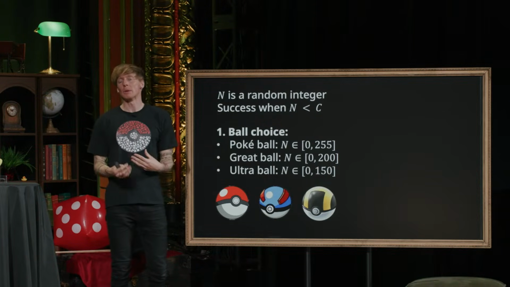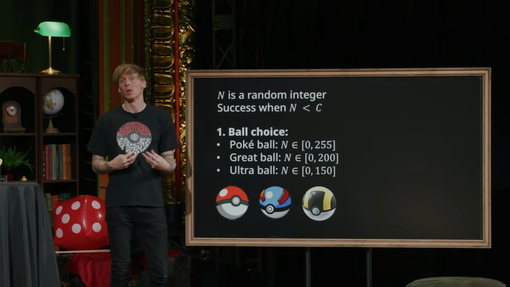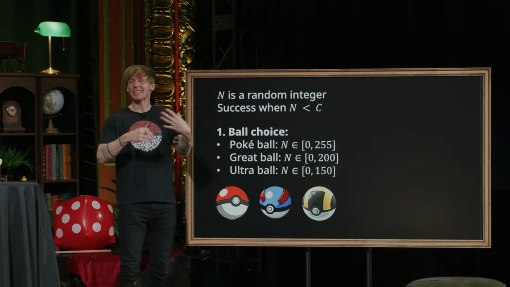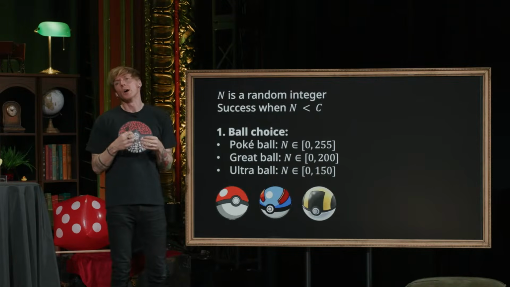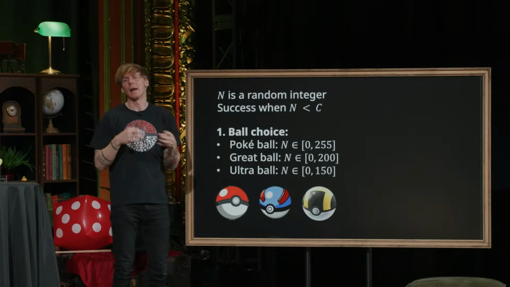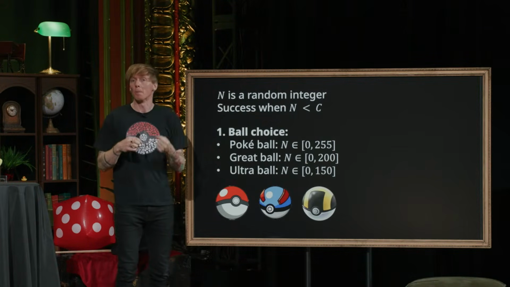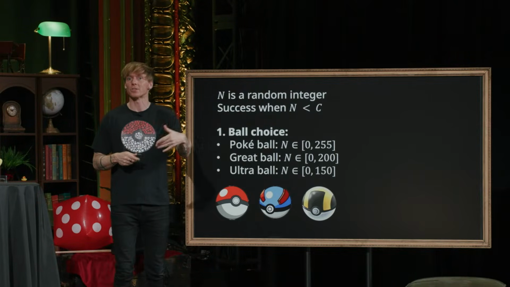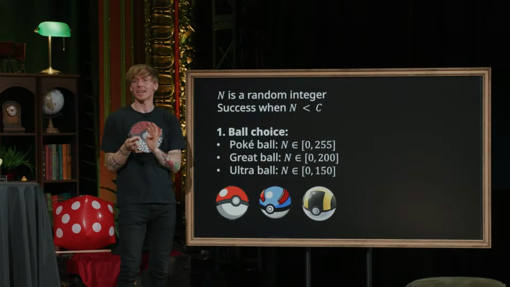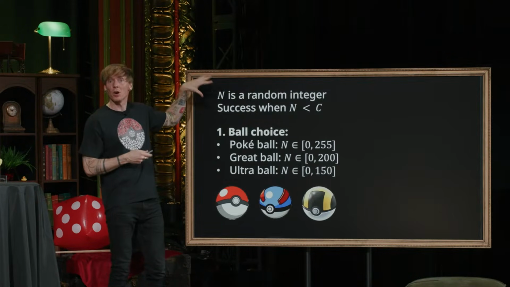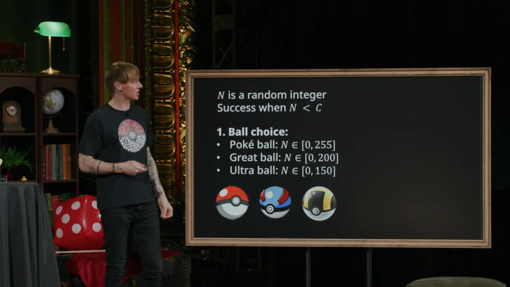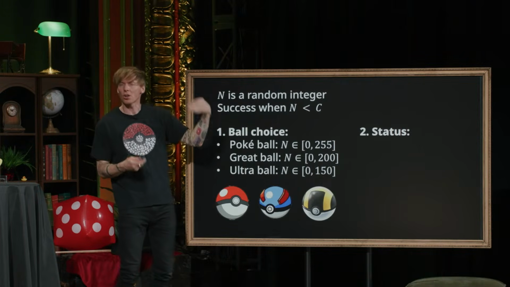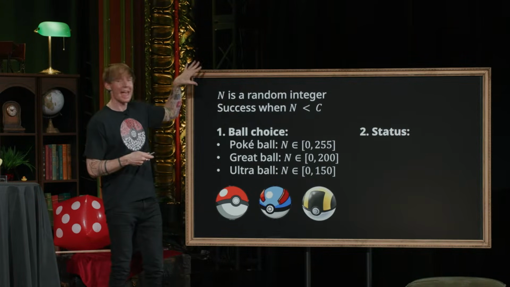The second input or variable that we can control when trying to catch a Pokemon is going to be its status. So during the battle, when we're trying to catch the creature, we might first use some moves. And those moves, for example, Sleep Powder or Poison Powder, actually change the status of the Pokemon that we're trying to catch. And those changes in status are going to affect our number n.